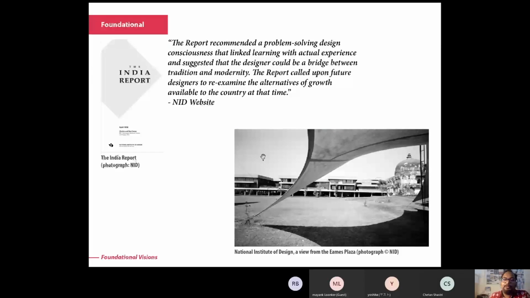So the report recommended a problem-solving design consciousness that linked learning with actual experience, and suggested that a designer could be a bridge between tradition and modernity. And hence, an idea came up in Ahmedabad in 1961.